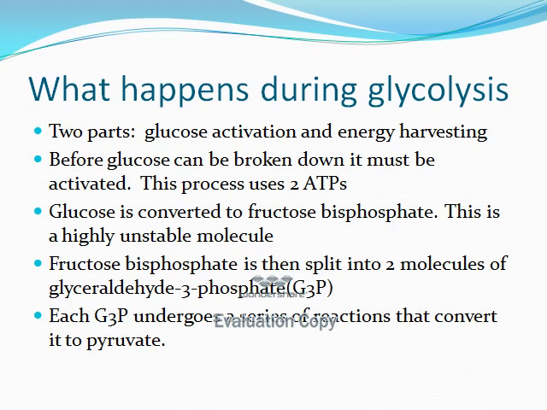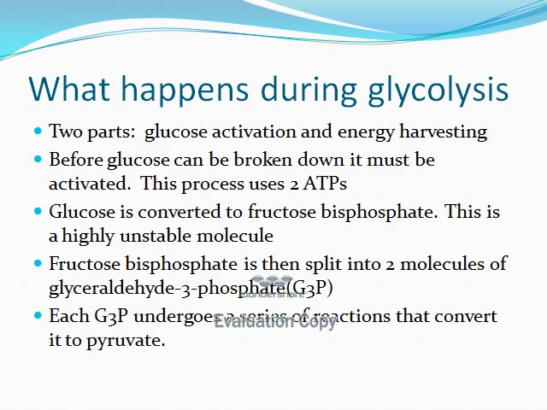So the first thing, glycolysis has two parts. The glucose activation. During glucose activation, that means that ATP has to be used to activate the glucose molecule. And then energy harvesting. That means that with the energy harvesting phase, you will actually end up making some ATP. So the first phase, you use ATP. The second phase, you make ATP.